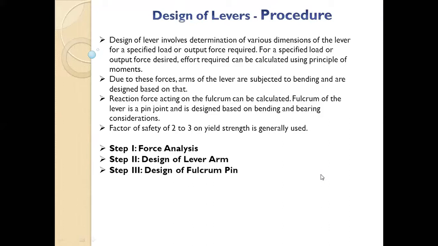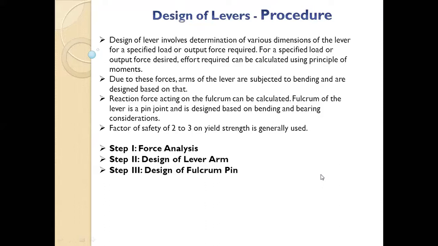The design of the arm is very simple. You know the load, you know the length, then you have to just find out the cross section. The arm will fail mainly because of bending, because it's a lengthy part. So it will bend and fail. For that you will use the bending equation.